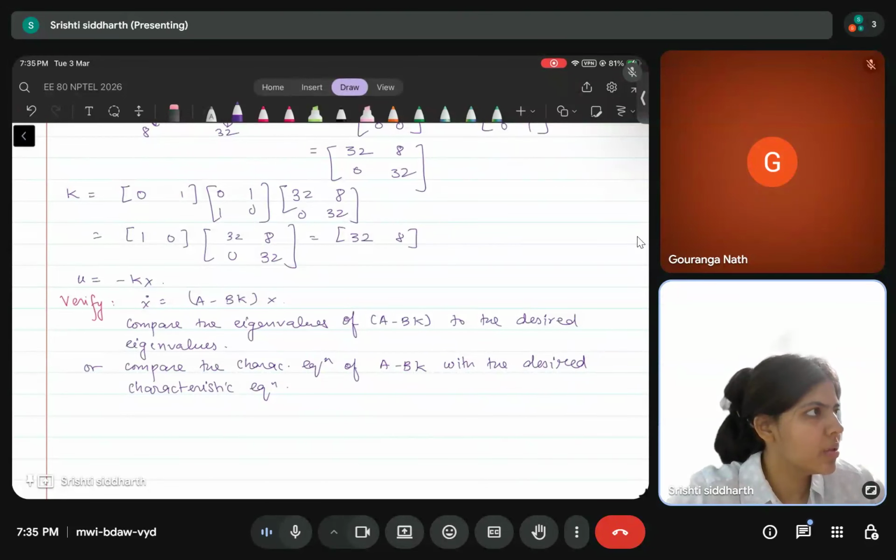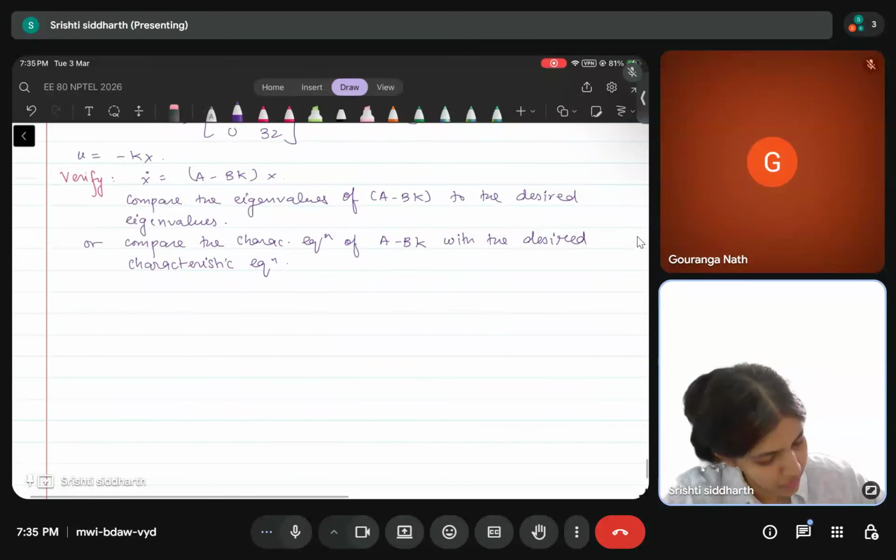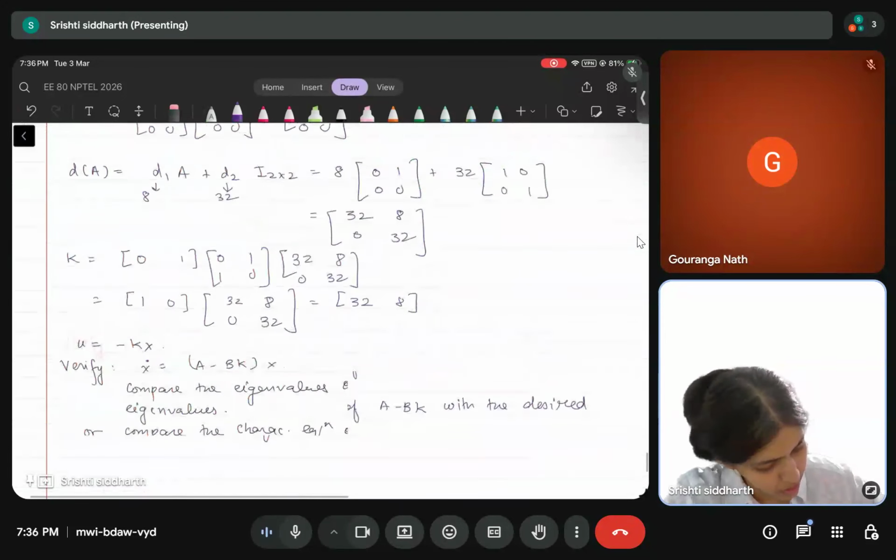Alright, so I hope that this was clear too. Let's look at some more questions on Ackermann's formula. This is going to be question 7.